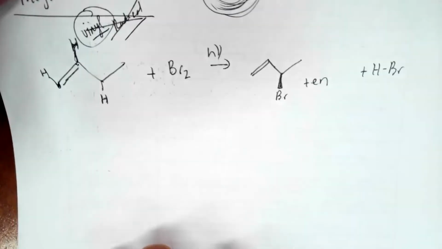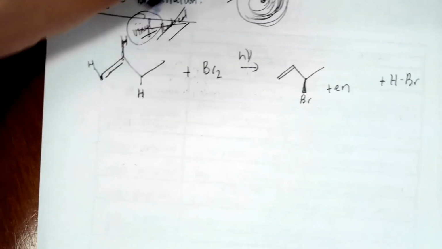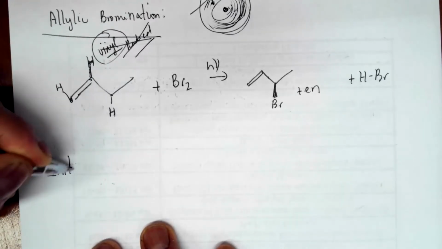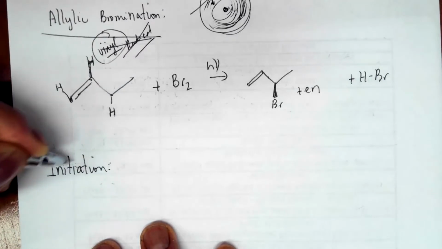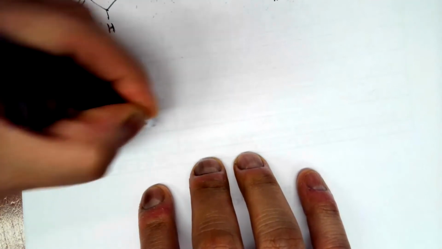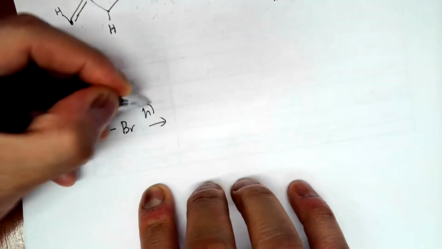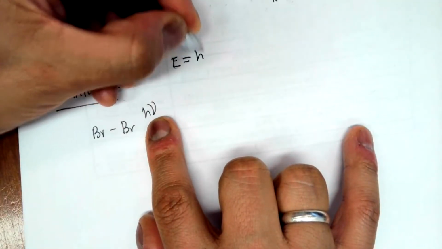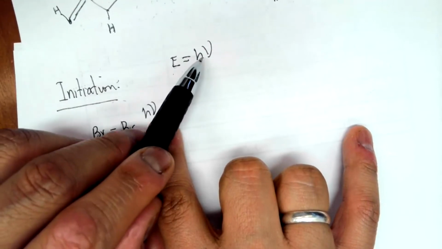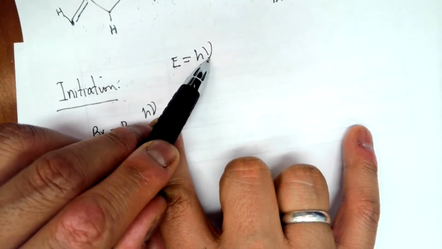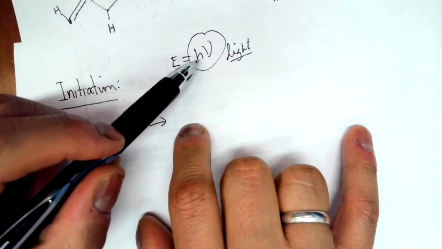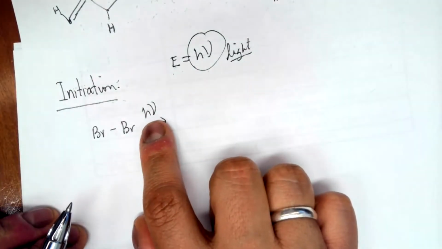So let's do the reaction, and that would also be used as a practice for mechanisms. Initiation. First of all, in the initiation, I take my halogen, bromine, with light. What is the symbol? H nu. If you remember from Gen Chem 1, E is equal to H nu: energy is equal to Planck's constant times frequency. That's why, instead of writing light, we just use H nu. That's what it really means, light.